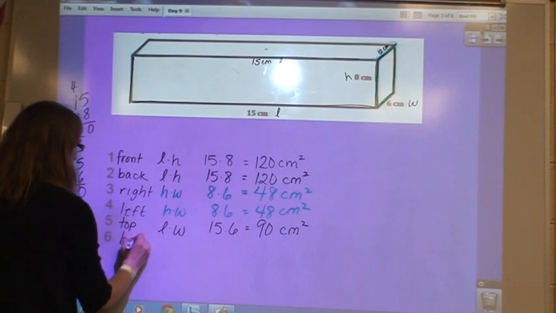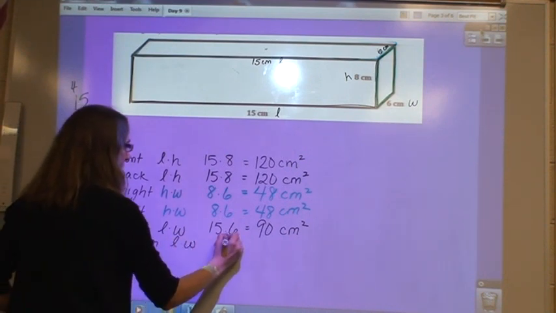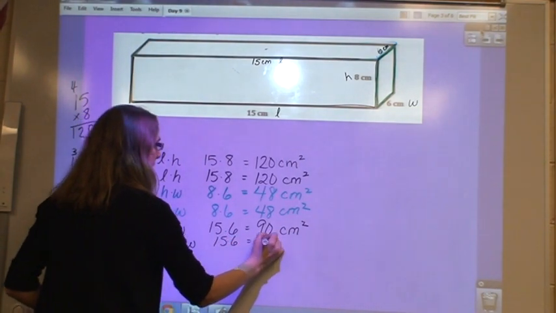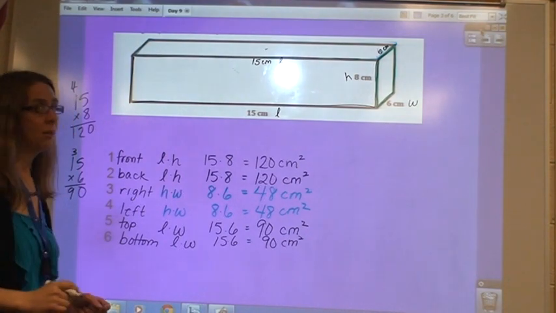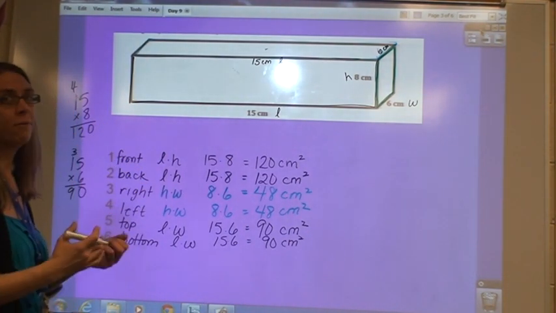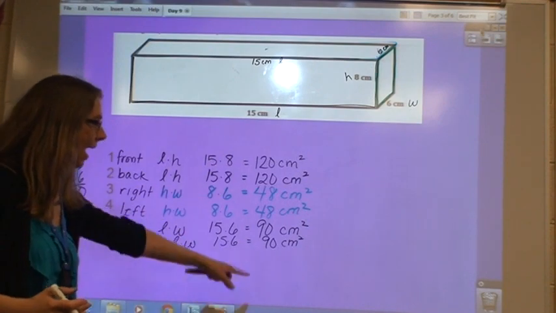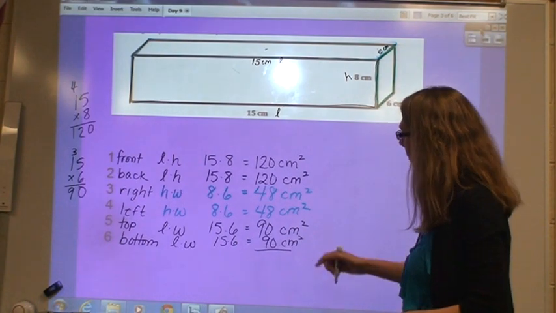And then the bottom I know is the same as the top. So it's going to be length times width, 15 times 6, and 90 square centimeters. Now I found the area of all the sides. When I'm finding surface area, I want to think about wrapping paper again. How much am I going to need to cover the whole thing? So now I just need to add all of this up. So I'm just going to actually add it right here. It's going to be a little bit easier for me.